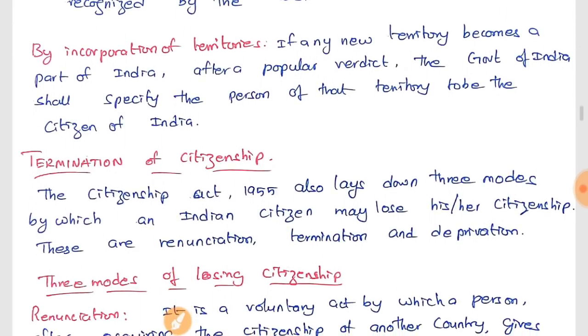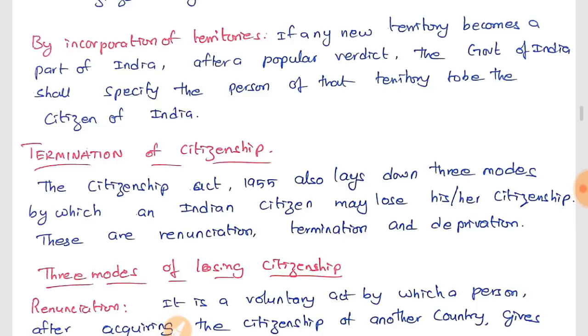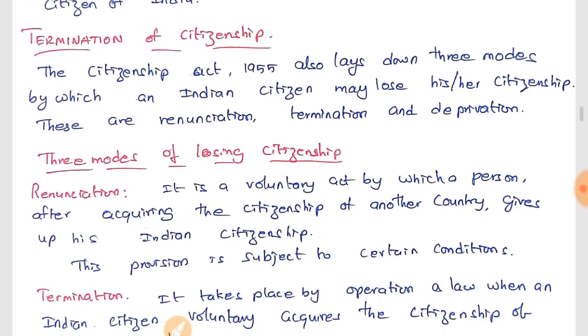Next, by incorporation of territories: suppose India acquires a part of some country, and that country is included in India, then all the citizens who are in that part of that country now become Indian, or automatically have the right to become citizens of India, friends. That is what they have told.